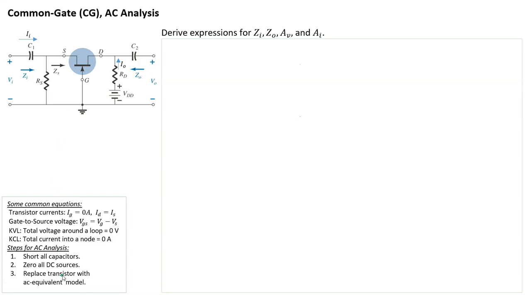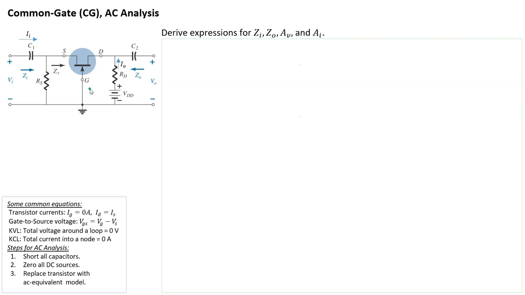So these are the 3 steps that we need to do. First, we need to short all capacitors, so C1 and C2 will become short. Number 2, zero all DC sources. The only DC source here is VDD, so this will become 0 volts. And finally, we replace the transistor with an AC equivalent model.